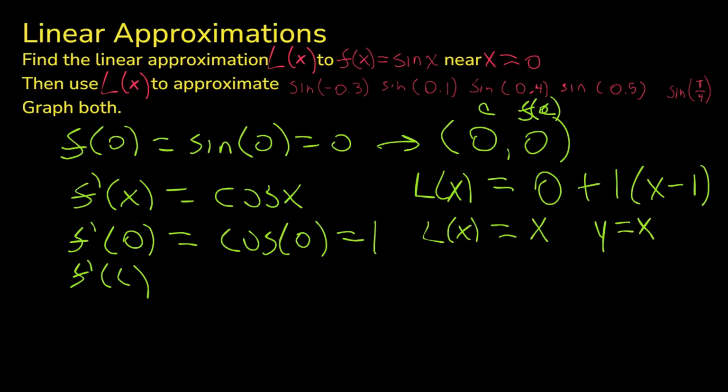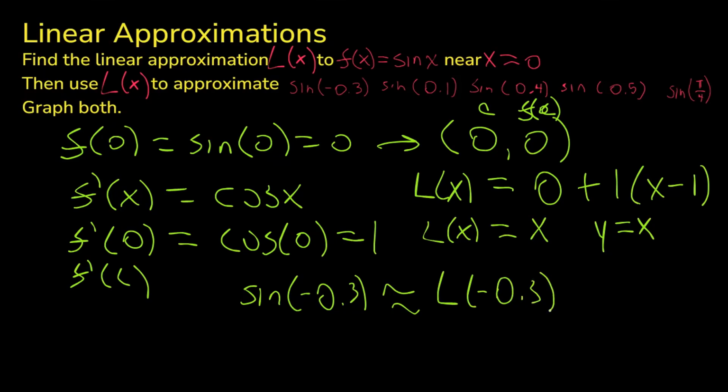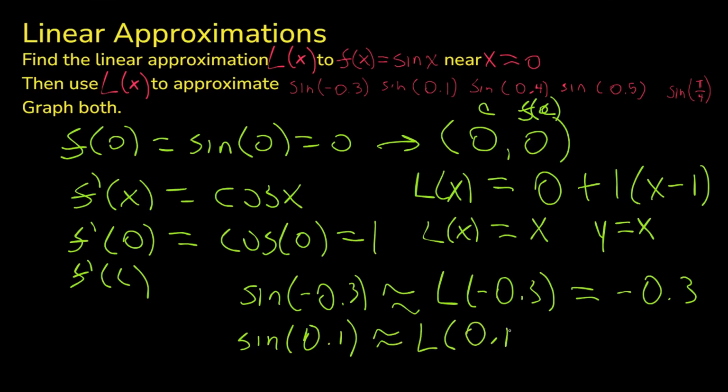Then I want to approximate sine of negative 0.3. Sine of negative 0.3 is approximately equal to L of negative 0.3, which is just x, so negative 0.3. Sine of 0.1 is approximately equal to L of x evaluated at 0.1. Since L of x is just equal to the x value, that's going to be 0.1.